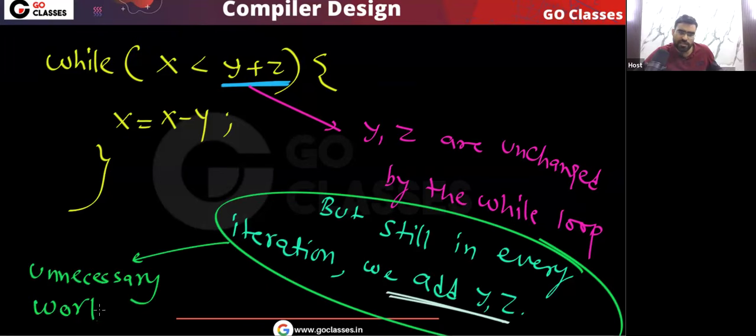This is completely unnecessary work, because neither y is changing nor z is changing. So this addition you don't have to do again and again. What's the better thing? Just put it outside. Yes or no? The better thing is to put this outside.